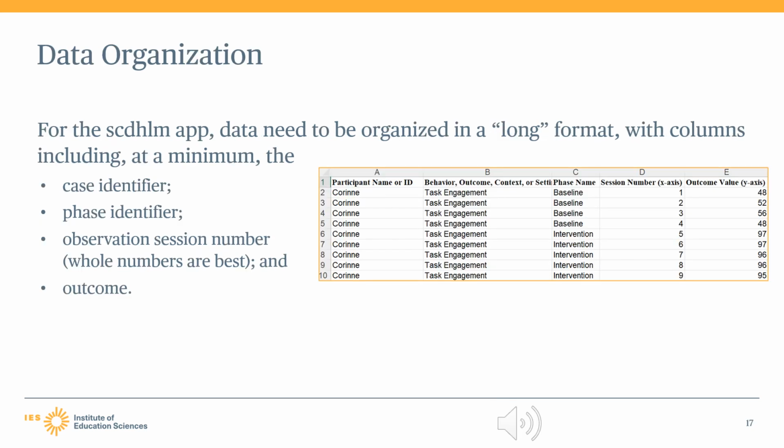Before starting up the app, it's important to ensure that the data are organized correctly. The SCDHLM app expects that the data are in long format, which means that each row corresponds to an individual data point with enough information to identify it uniquely. The Data tab from the Single Case Design Study Review Guide, where reviewers record raw data, is laid out in the long format. At minimum, each row should have a case identifier, a phase identifier, the observation session number, preferably as a whole number, and the values for the outcome.